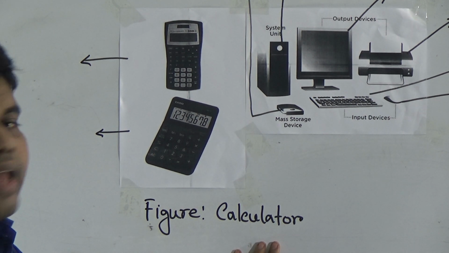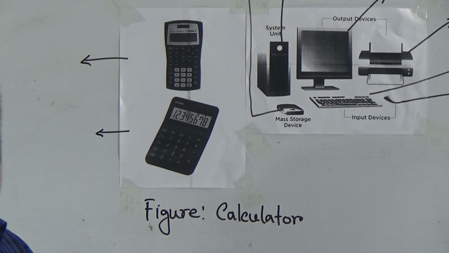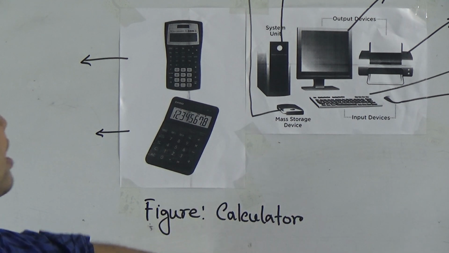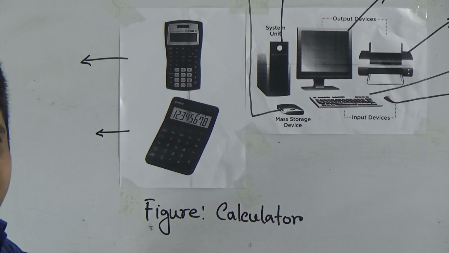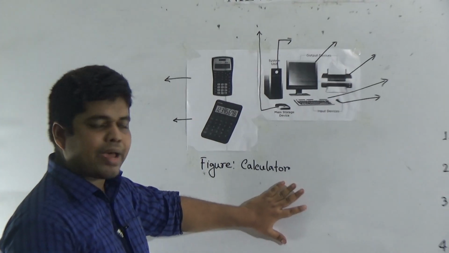Calculator is an electronic device for simple calculation which is run by an electric battery. I repeat it again, calculator is an electronic device for simple calculation which is run by an electric battery.